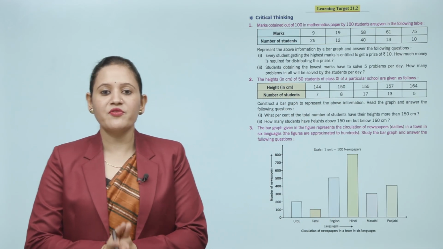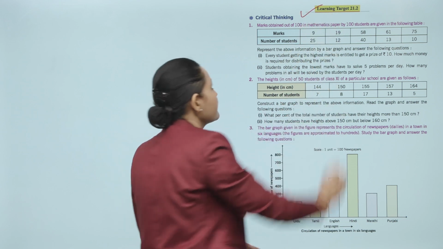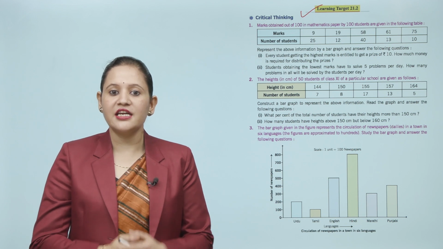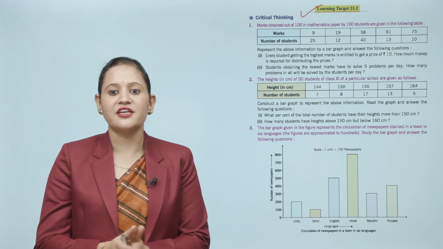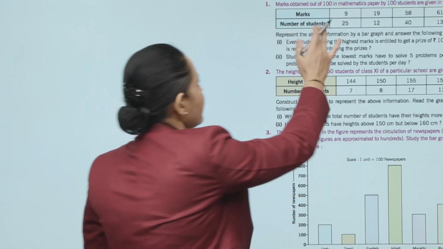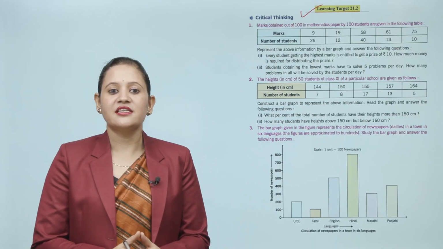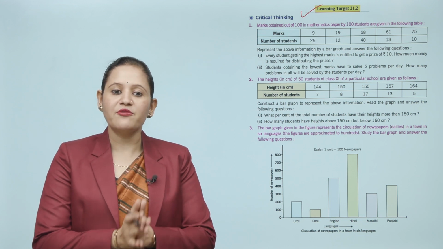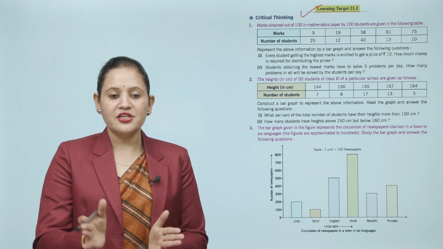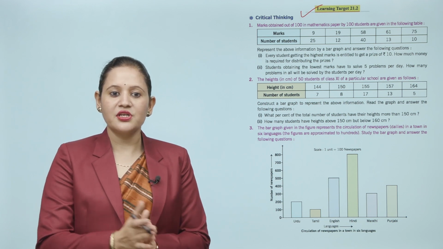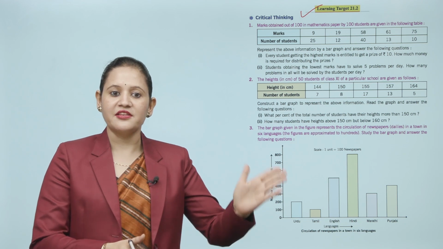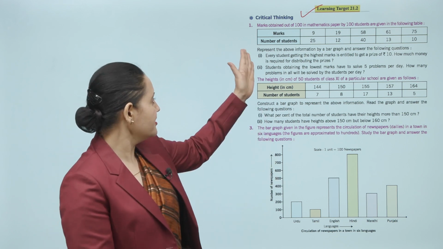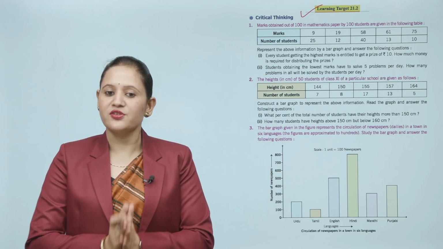Next is learning target 21.2. Critical thinking. Marks obtained out of 100 in a mathematics paper by 100 students are given in the following table. So marks are given and the number of students is given here. Represent the above information by a bar graph and answer the following questions. So you have to draw a bar graph with horizontal axis and vertical axis. On one axis you can take marks and on the other axis you can take the number of students. Draw the bar graph and answer these questions. So you have to do it by yourself.